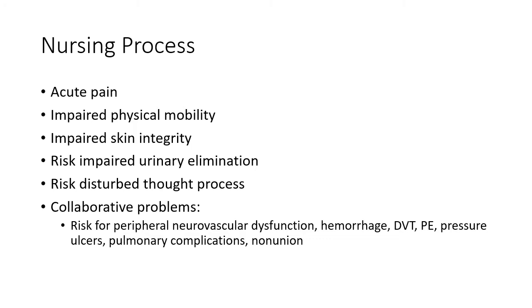The collaborative problems like a risk for peripheral neurovascular dysfunction, hemorrhage, deep vein thrombosis, pulmonary embolism, pressure ulcers, pulmonary complications, and non-union. So these complications are available to read in table 18-2 on page number 311 of your textbook.